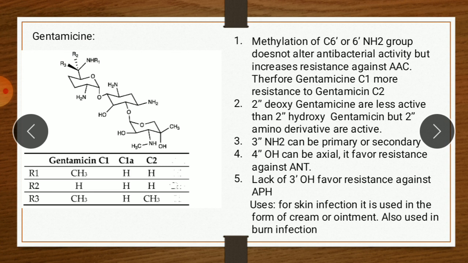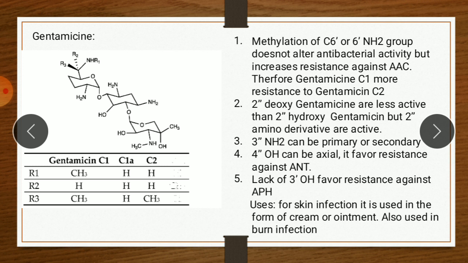Now the SAR, methylation. Again the point is the same as previous. Methylation of carbon 6 dash or the 6 dash amino group does not alter antibacterial activity but increases the resistance against AAC enzyme. Therefore, gentamicin C1 is more resistant than gentamicin C2. It is the same point. The target of the AAC enzyme is the NH2 group. So if we replace this NH2 group by methylation, or if we protect this NH2 group by increasing the bulkiness, the AAC enzyme does not attack the NH2 group.